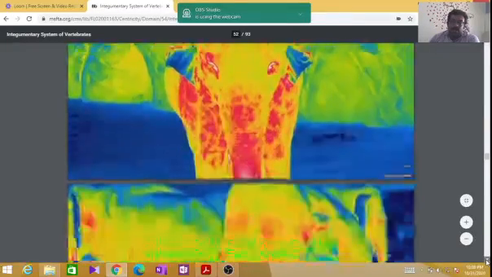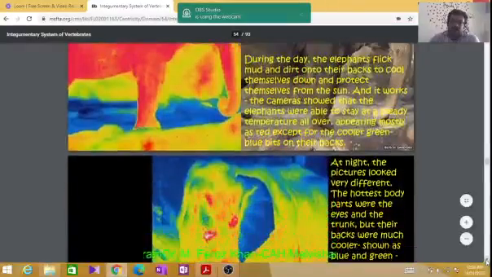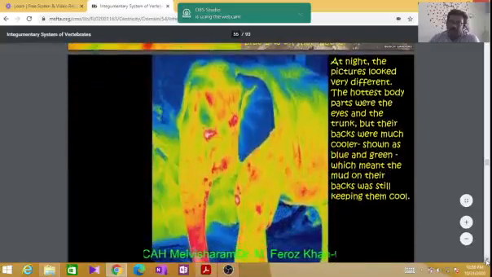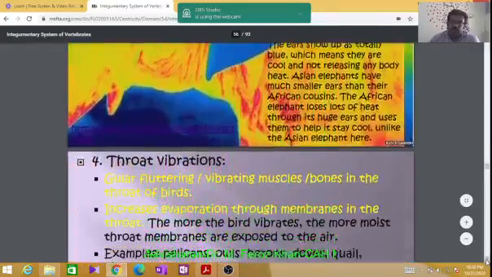This is a thermal image of an elephant. Using thermal imaging, during the day, the elephants flick mud and dirt onto their backs to cool themselves and protect themselves from the sun. But the camera showed that elephants were able to stay at a steady temperature all over, appearing mostly red, with a cooler region, blue, on their backs. At night, see how the temperature is maintained. So these are the various methods.